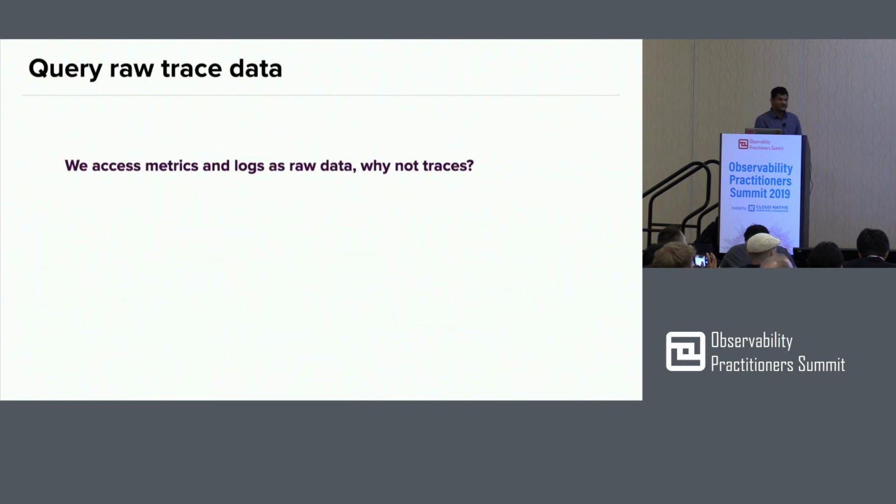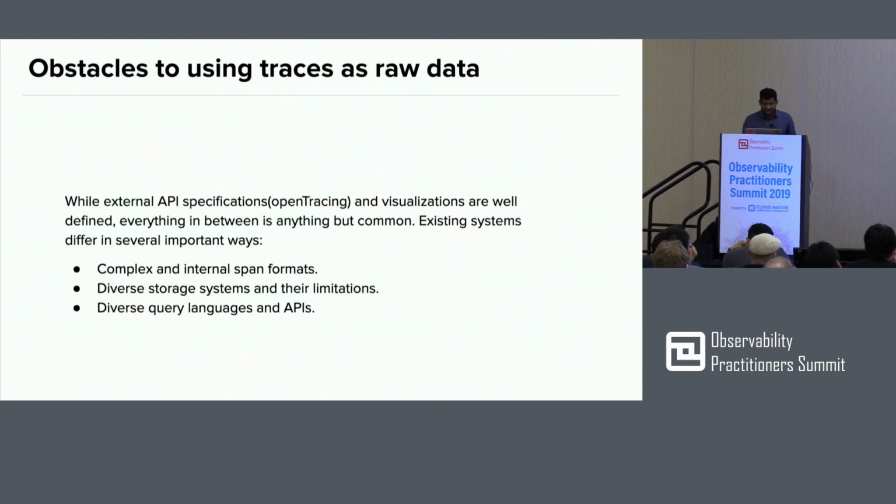So we were thinking about this, and I came across a strange revelation. For me it was, hey, we access metrics and logs as raw data, right? Why not traces? With traces, you don't even know what the data format is. You just go to the Zipkin UI or Jaeger UI or your tool, and you put in some information, and then it spits out a view. That's pretty much it. You don't access raw data in traces. Why is that?